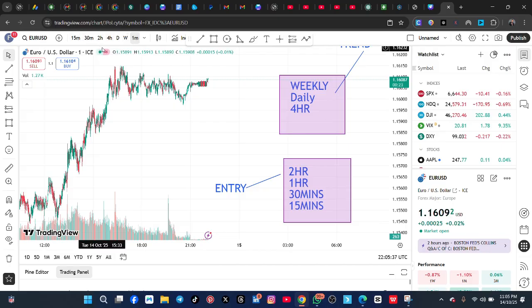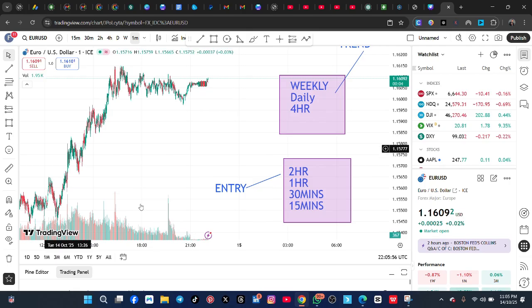Now, this analysis works for every currency pair, whether it's EUR/USD, GBP/USD, gold, AUD/CAD, all of them, it works for them. But for this particular lecture, we're going to be using EUR/USD. All right, just follow me step by step and it will work absolutely for you.